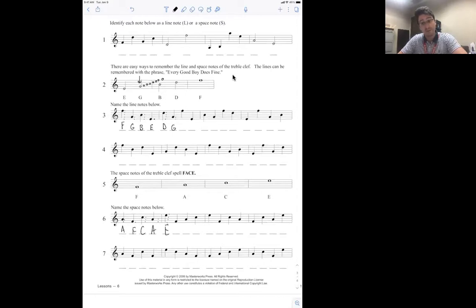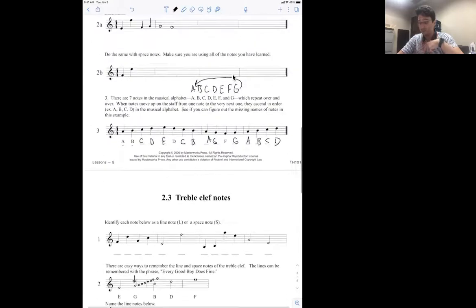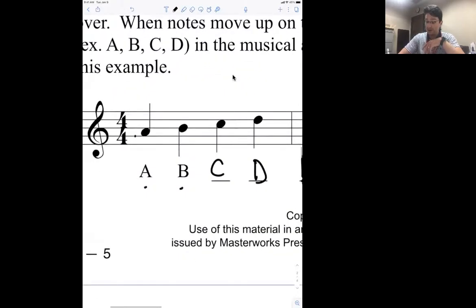We'll talk about the bass clef more in the future, but again, there are 2 different methods that you can use. We can either start on G or A. We know that the treble clef is known as the G clef, and you can work your way up the alphabet. Or if it's in the staff, you can use every good boy does fine or F-A-C-E.